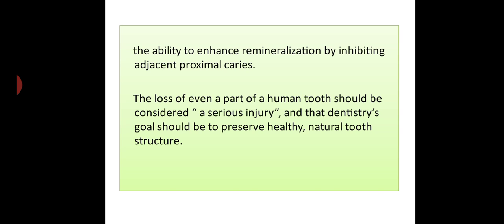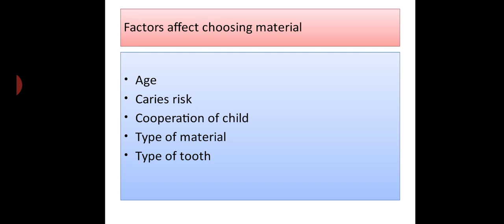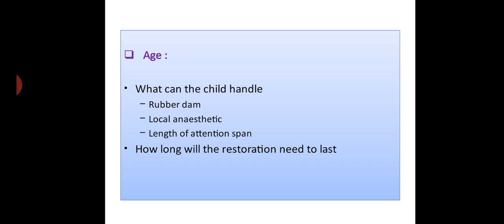The loss of even part of a human tooth should be considered a serious injury, and dentistry's goal should be to preserve healthy natural tooth structure. Now come to the factors choosing the material. There are various factors such as age factor, caries risk, cooperation of child, types of material, types of tooth.